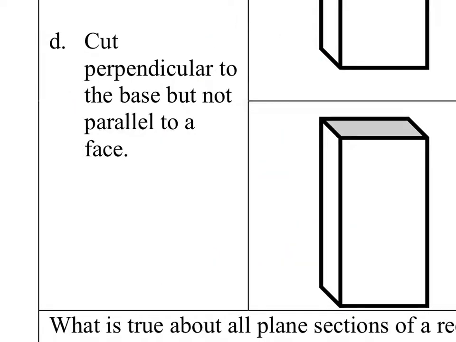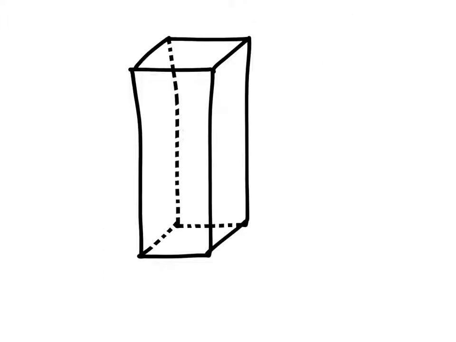So we need to cut this perpendicular to the base, but not parallel to a face. This one's a little confusing because if we cut it perpendicular to a base, it'll be parallel to two of the faces. So, I mean, we could make the same cut on this thing. Perpendicular to the base means it's going to create a 90-degree angle with the base. Now in this case, that's as far as we can go on that thing.